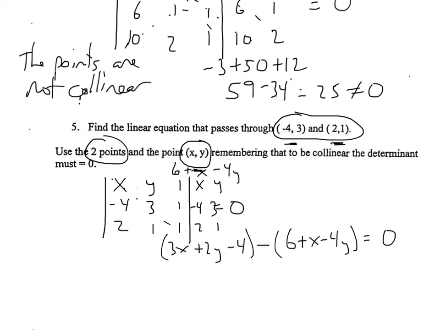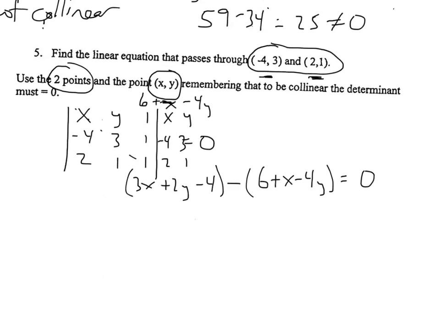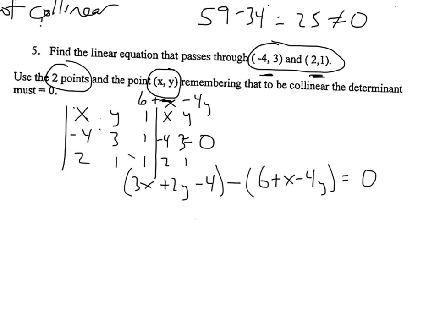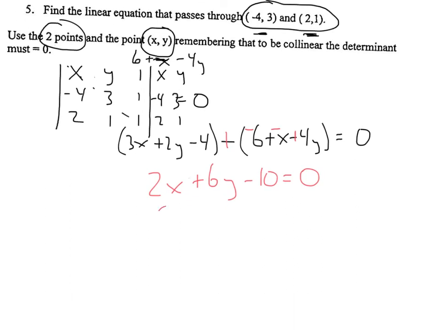And so from here, I just need to simplify this equation. So I'm going to turn that minus into a plus and change all these signs over here. And then just combine like terms. So 3x minus x is 2x. 2y plus 4y is 6y. Minus 10 equals 0. And you can write your answer in multiple ways. I mean, you guys are most familiar with slope-intercept form. If you want to write your answer in complete standard form, here's standard form, right here.